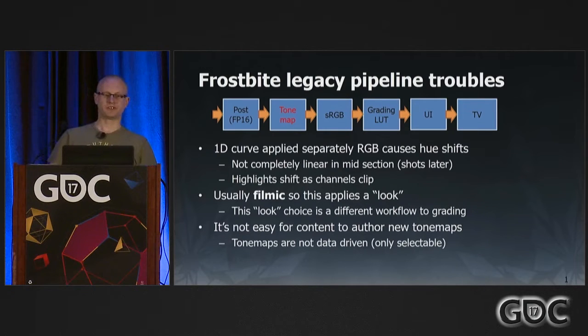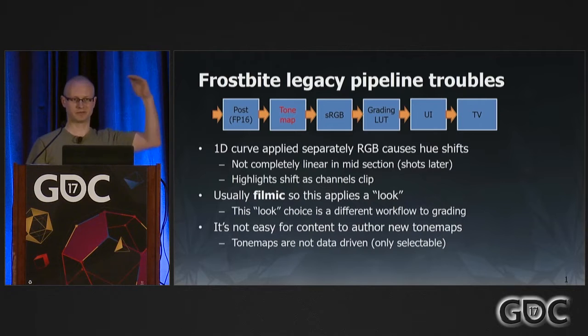There are some troubles with all of this, though. Now, the 1D curve, when applied separately to red, green, and blue, does actually cause some hue shifts, because we don't have a completely linear midsection. And I've got some screenshots of this in a bit. And also, as you get near the top of the shoulder, the highlights really do hue shift an awful lot, especially as the channels clip. This is because you fundamentally change the ratios of light. Because when your red channel, say, slams into the clip point and you're overexposing, it can't go any further, but green can. So you change the ratios, and that changes the color.